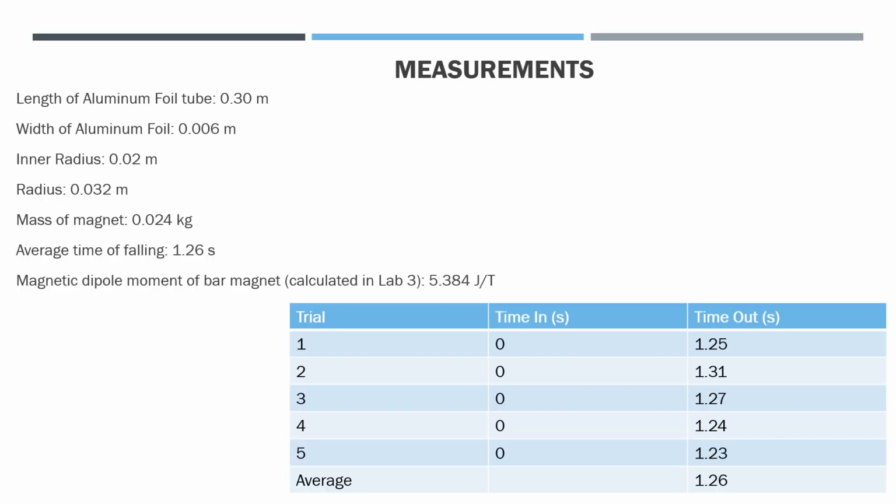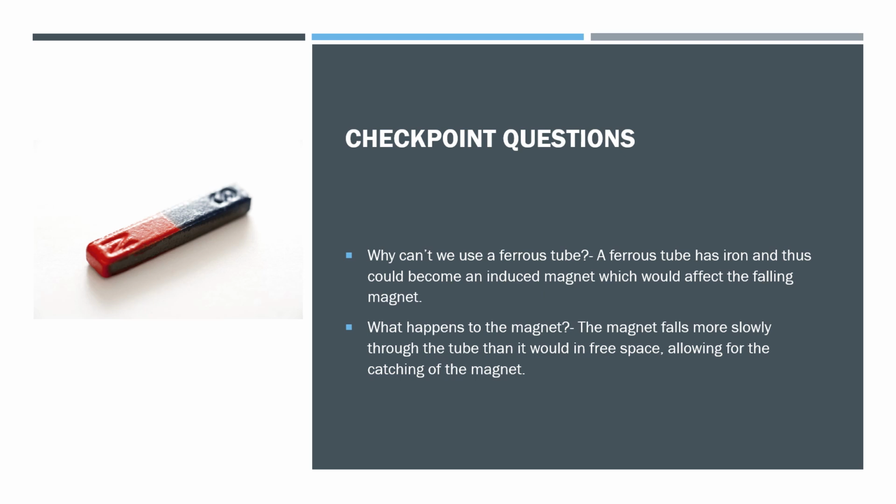So the measurements for this experiment: the length of the aluminum foil tube was 0.3 meters, the width was 0.006 meters, the inner radius was 0.02 meters, the overall radius was 0.032 meters, the mass of the magnet was 0.024 kilograms, and from my 5 experiments, I found the average time of falling was 1.26 seconds. And the magnetic dipole moment of the bar magnet was calculated back in Lab 3, and for me that was 5.384 joules per Tesla.